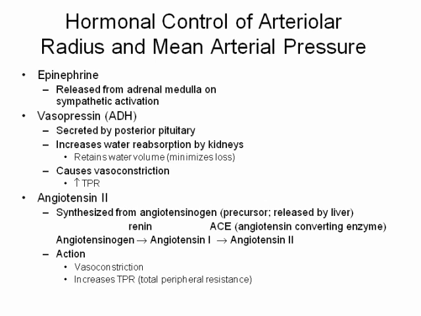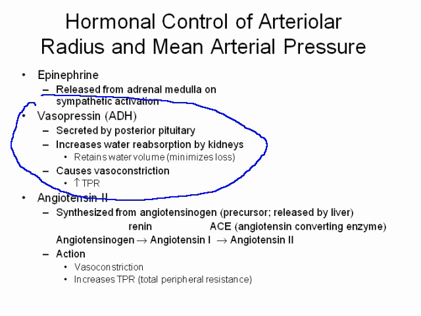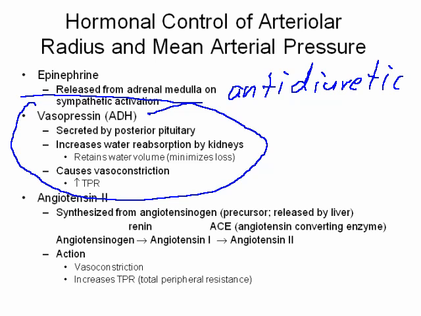So let's take a look at hormones that affect the arterial radius and mean arterial pressure. Epinephrine, we've already talked about, is released from the adrenal medulla when the adrenal is activated by the sympathetic nervous system. Vasopressin, also called ADH, or anti-diuretic hormone. We'll talk about that more in the renal system.